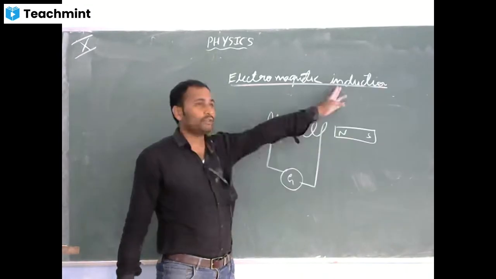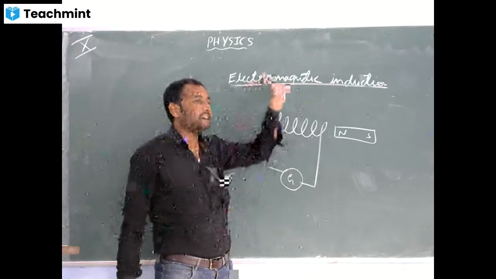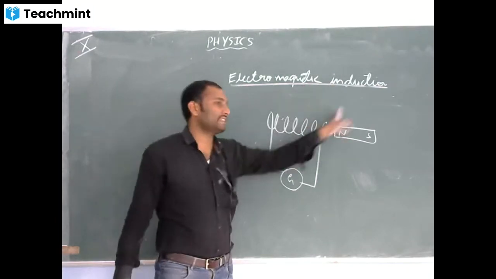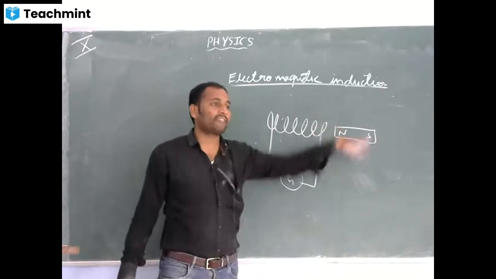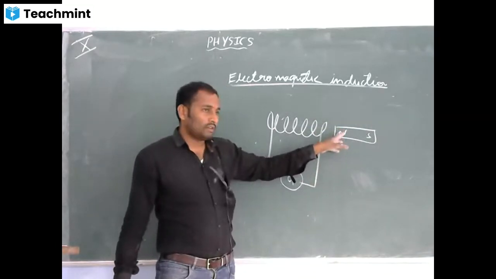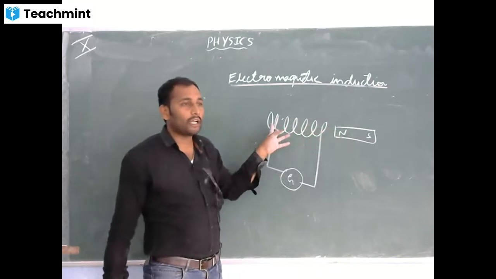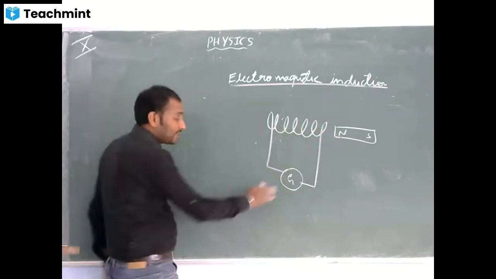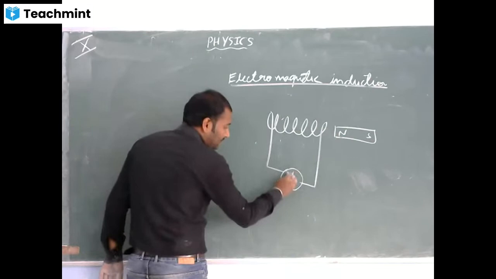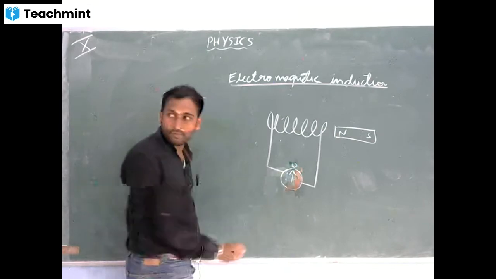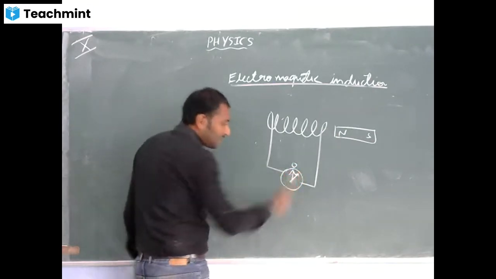What I am doing? Inducing electricity using a magnetic field. Surrounding this, a magnetic field or magnetic flux is there. So I am moving the magnet with respect to the coil, and this galvanometer started showing deflection. Earlier it was at zero. Now it started showing deflection.